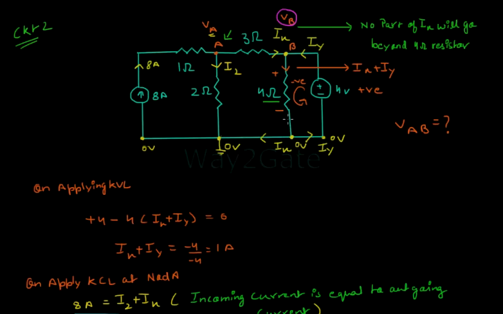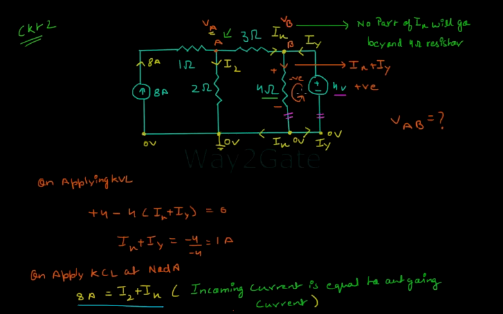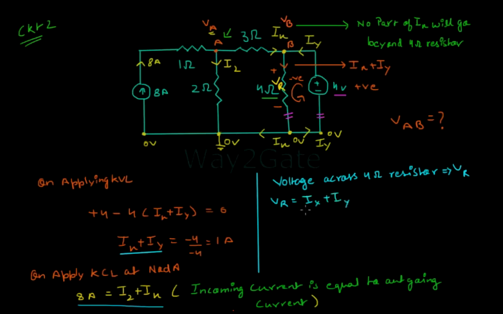As we can see, 4 volt voltage supply is parallel to 4 ohm resistor. Therefore, voltage across 4 ohm resistor is equal to 4 volt. If voltage across 4 ohm resistor is VR, which is equal to Ix plus Iy into 4. Let's find relationship between node voltage VB and voltage across VR.